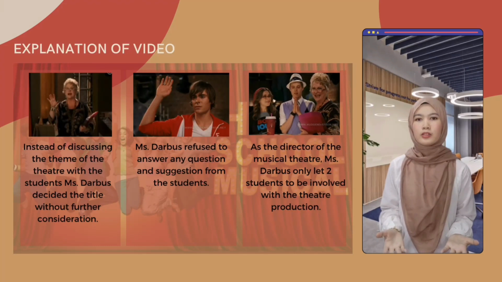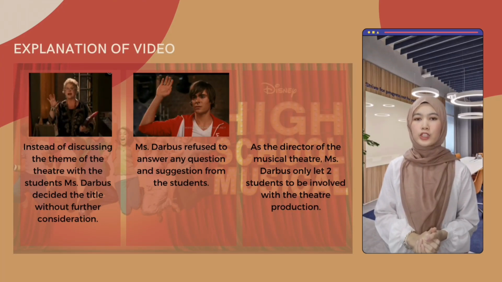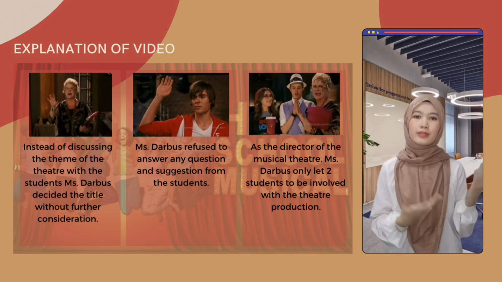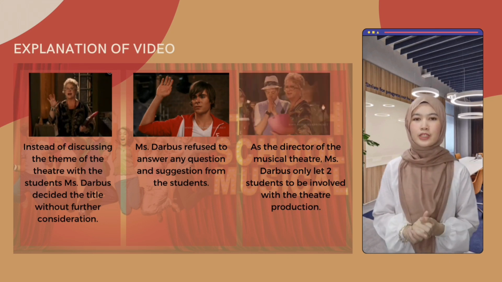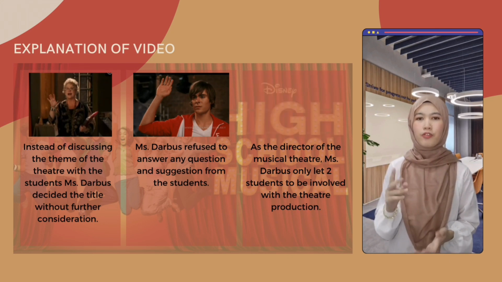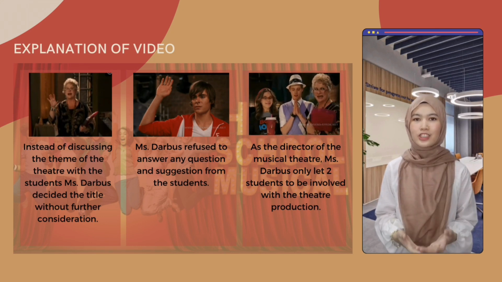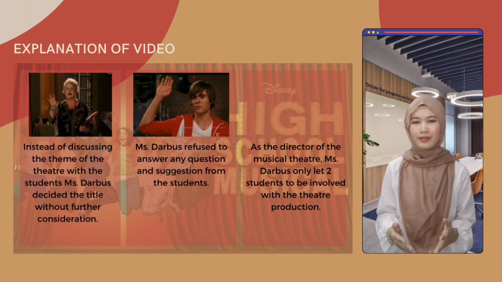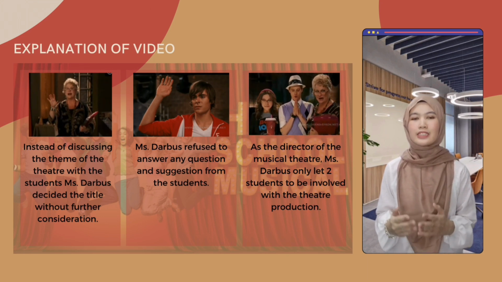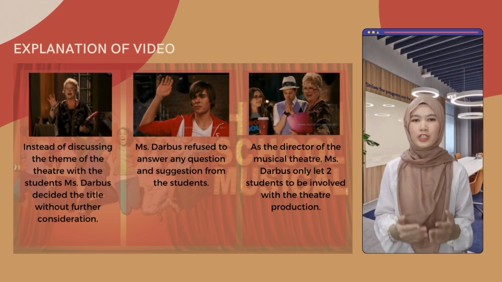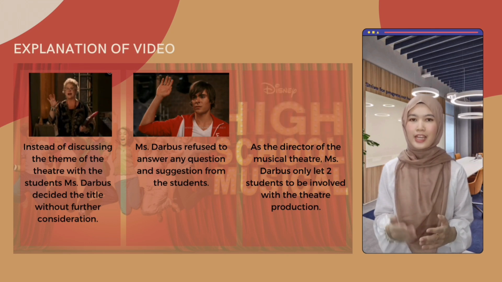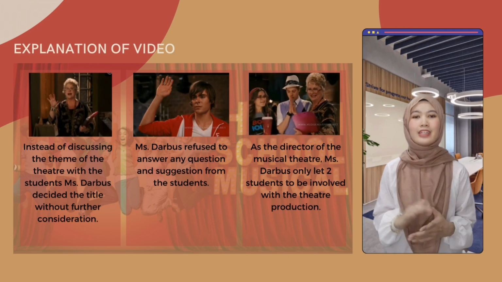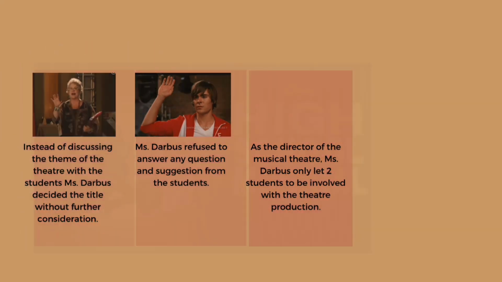Lastly, we all know that autocratic leaders often do not trust their teammates with important decisions. Hence, from the scene, we can see Ms. Darbers only let 2 students be involved with the theatre production. As she is the director of the event, all important decisions will be decided by Ms. Darbers. Even though this example has nothing to do with project management in the construction industry, it depicts that the autocratic leadership style has been practiced in many industries, including construction.